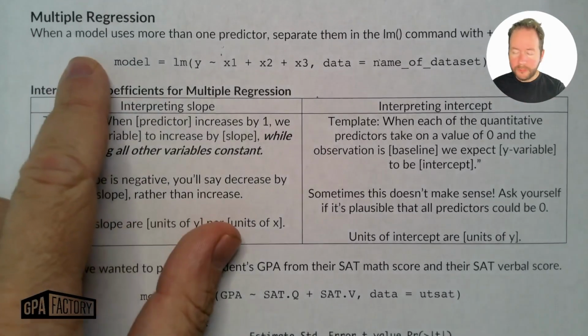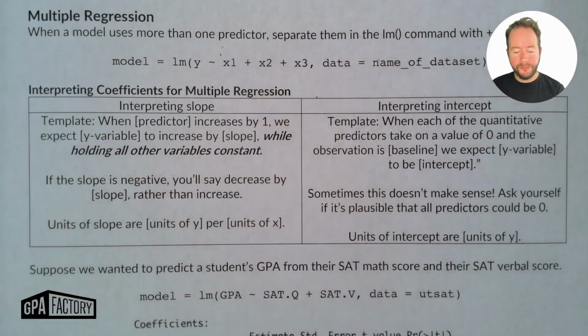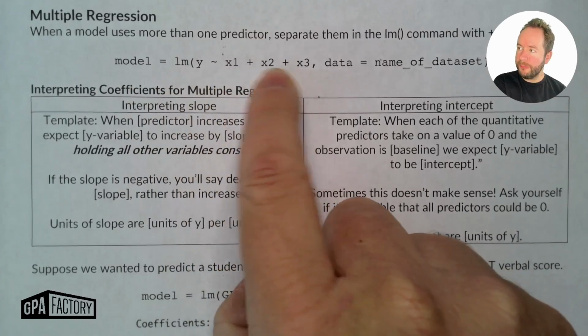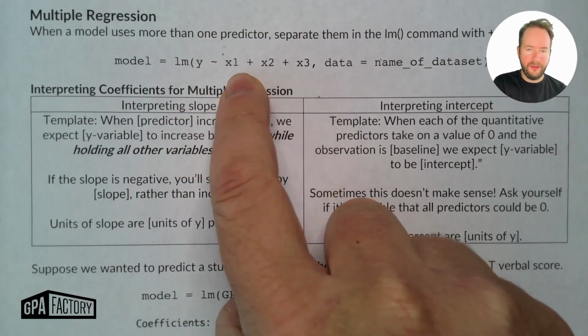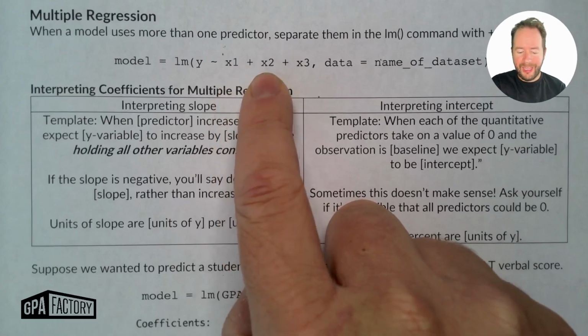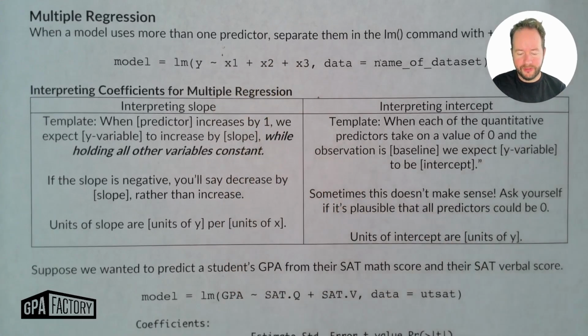So like I said, when a model is using more than one predictor, we separate them inside the lm command with a plus sign. So here's your usual command, model equals lm, y tilde. But notice my predictors are separated with a plus sign. Now it says x1, x2, x3, but those could be area or age or salary. Who knows what those things could be. But each of those predictors is separated with a plus sign.